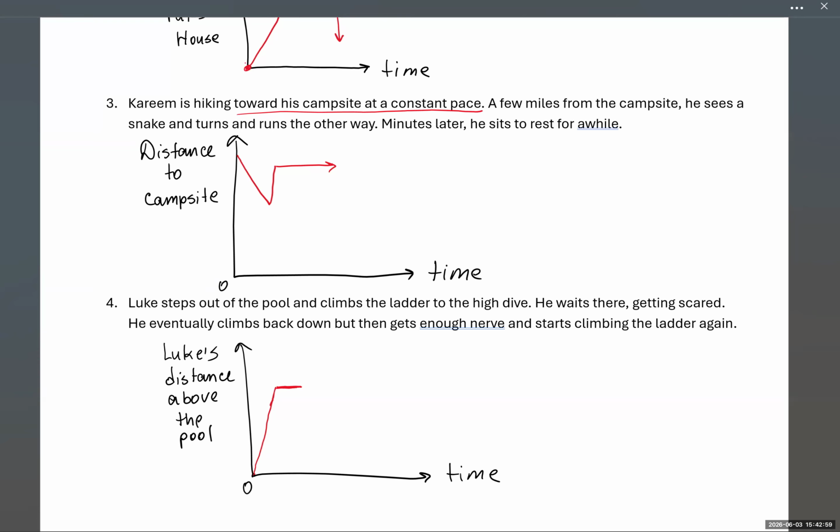Okay. Since he's scared, he climbs back down. So the distance above the pool goes back down to 0. So he climbs back down to the pool level. Then he gets enough nerve and starts climbing the ladder again. So the distance above the pool is going to increase one more time.